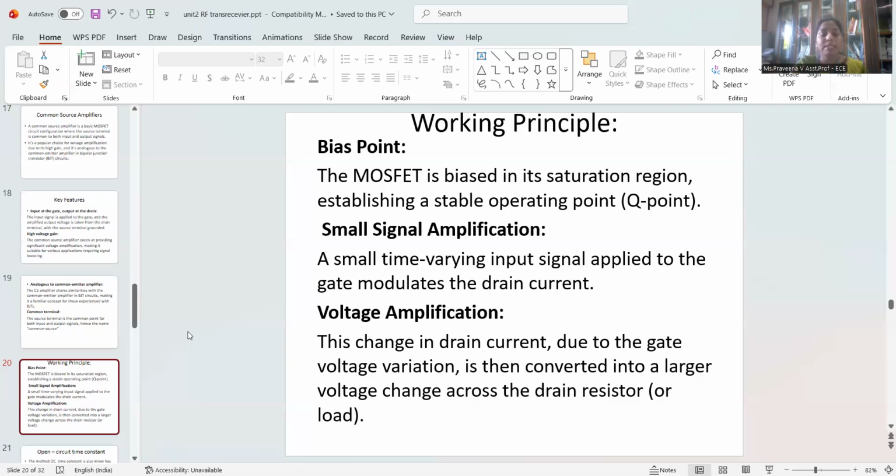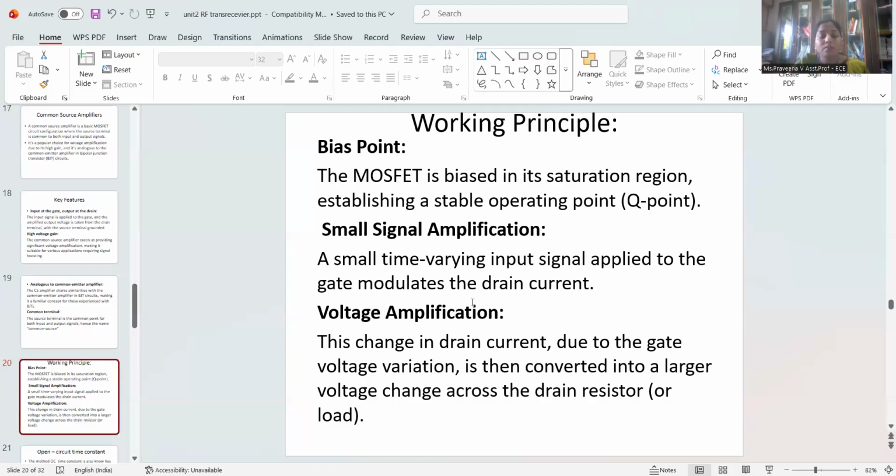Then the second one is small signal amplification. Generally, the amplifier is used to amplify a weak signal, right? So a small time-varying AC signal is applied to the gate terminal. The gate controls the channel connectivity. Even a small change in gate voltage causes a corresponding change in drain current. In a real-time example, in an FM radio receiver, a weak signal picked up by the antenna is applied to the gate of the MOSFET, and it causes small variations in the drain current.